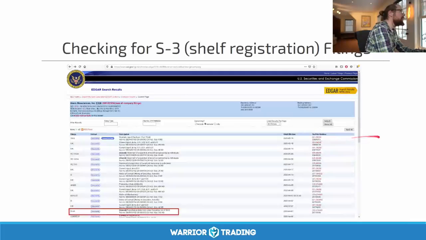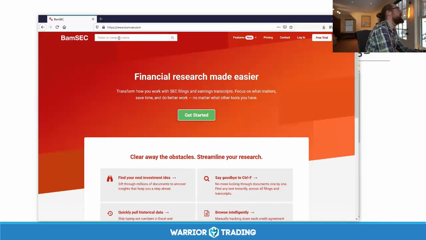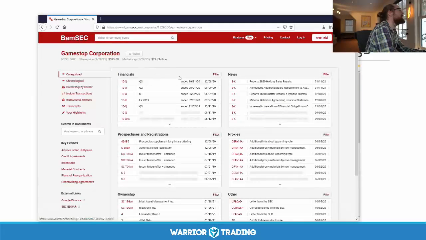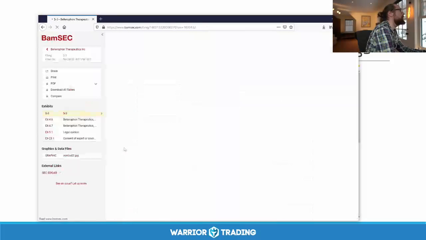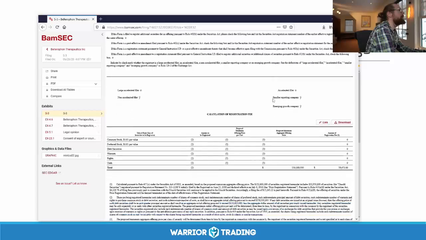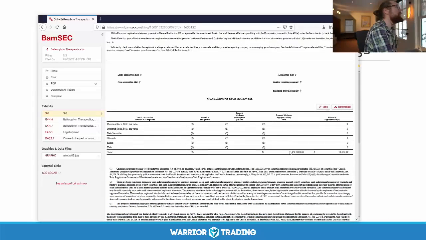So we can check whether a stock has a shelf registration directly on the SEC website, EDGAR. This is the search area where you can search for stocks. But a lot of us use a website called BAM SEC because it's a little easier to use. So we could go in here and look for a shelf registration. Let's see, BLPH. This one has an S3 shelf registration right here. This is an example of a shelf registration, and in this case, they're reserving the right to raise up to $150 million, and they can sell as many shares as needed to meet that number.